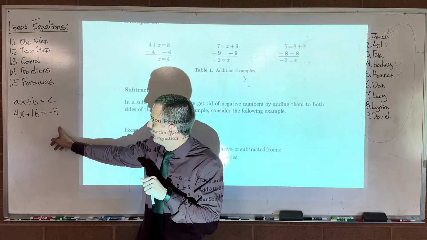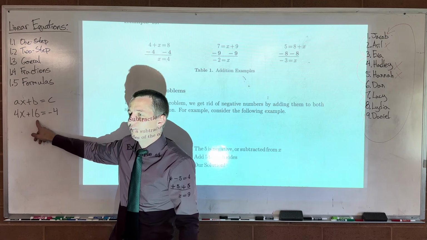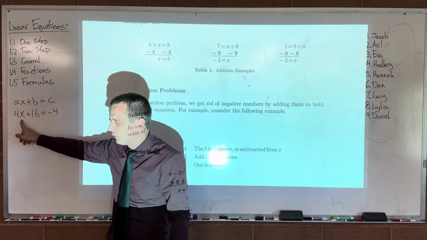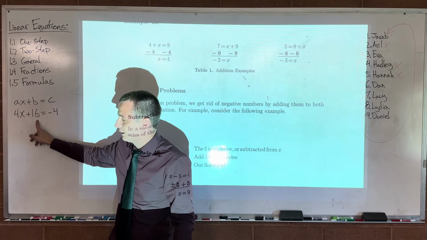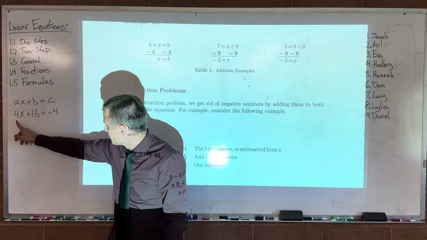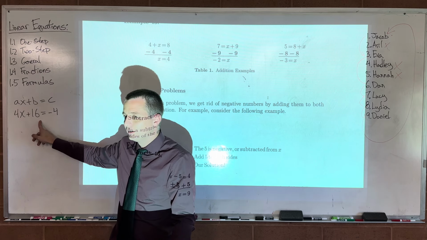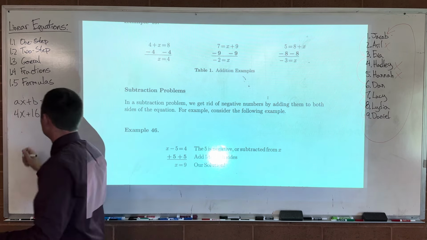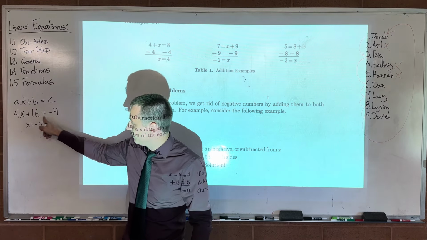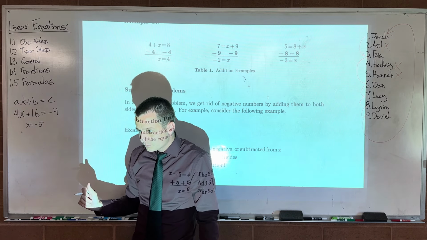Oh, let's see, if I plug in -3, 4 times -3 is -12, plus 16, that gives me 4, not -4. Maybe -4 works. 4 times -4 is -16. -16 plus 16 is 0. Oh, that didn't work. Maybe -5. 4 times -5 is -20. Plus 16 is -4. -5 works. X equals -5. That's a special number I can plug in here to get a solution. Any other number I plug in doesn't work.